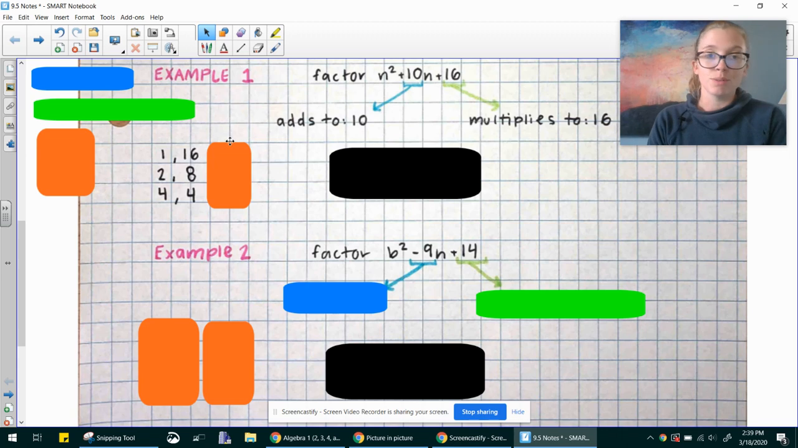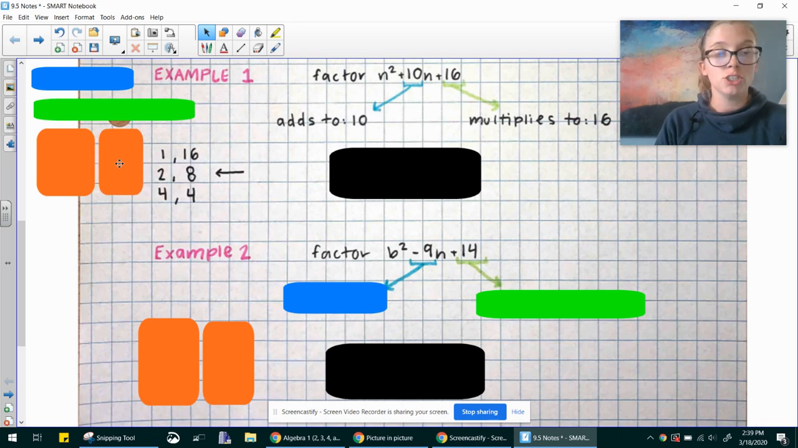1 plus 16 equals 17, does not add to 10. 2 and 8, oh, those add up to 10. That means that 2 and 8 are my magic numbers. Now, once we have magic numbers, factoring is super simple. We are going to write two binomials, and we're going to place these magic numbers in those binomials.